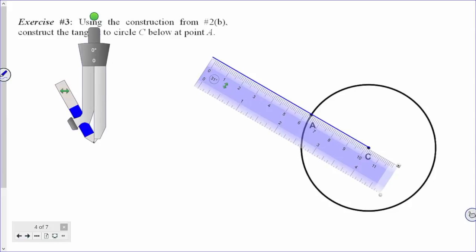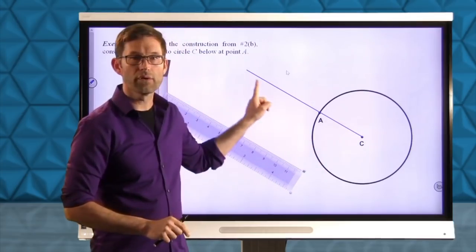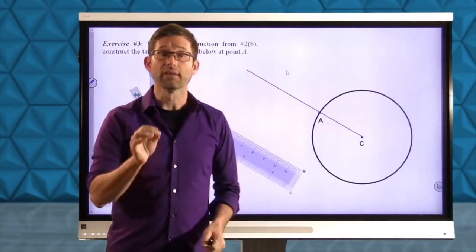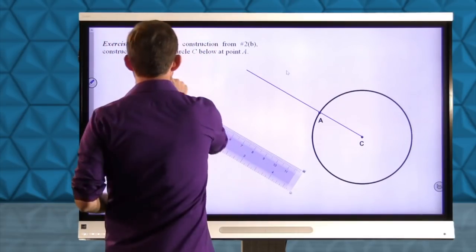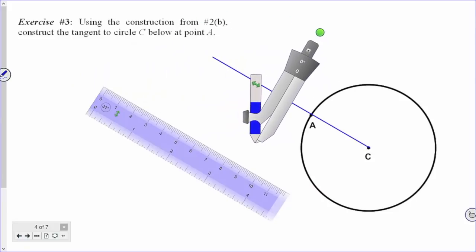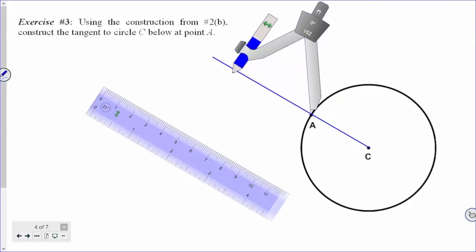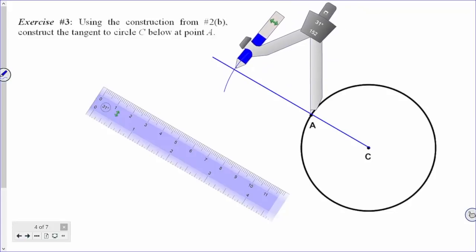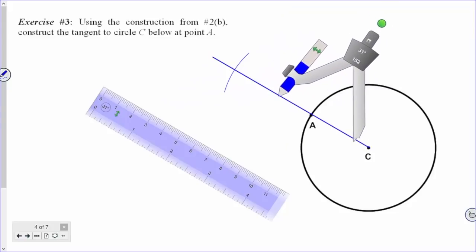Now what I would like to do is draw a line that is perpendicular to CA and passes through A. That should sound identical to the construction that we did in 2b. So I'm going to take my compass, put it at A, bring it out like this, make an arc like that. Uh-oh, I think that's going to be too long, Kirk. Oh, it is going to be too long.